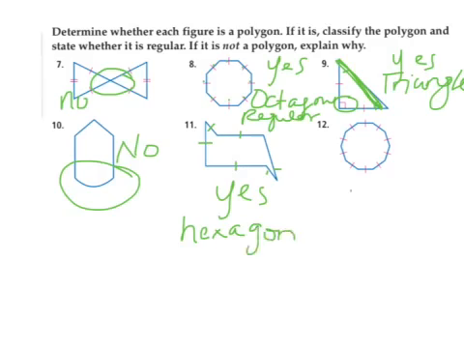And lastly, yes, this is a polygon. This is a regular polygon because all the sides are the same and angles are the same. So let's see what kind of regular polygon it is. There's 1, 2, 3, 4, 5, 6, 7, 8, 9, 10. So that would be a decagon.